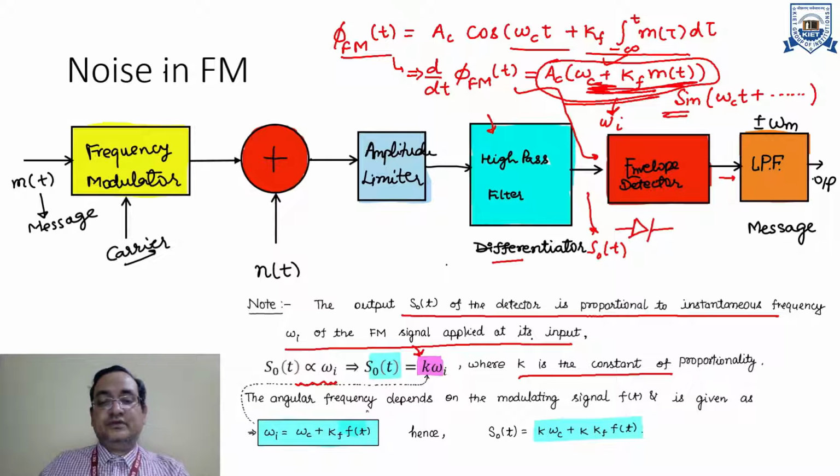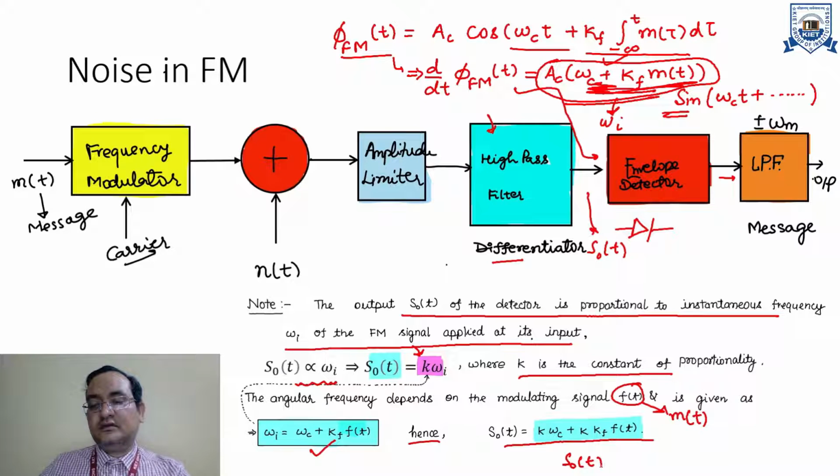Now the angular frequency, as I've already told you, omega I is omega c plus kf m(t). Hence S0(t) will become k omega c plus k into kf into f(t), where this is my message m(t). So S0(t) is k omega c plus k into kf into m(t). Either the message will be represented by m(t) or f(t), it doesn't matter, but S0(t) will always be equal to k omega c plus k into kf into the message. So this is your message signal.